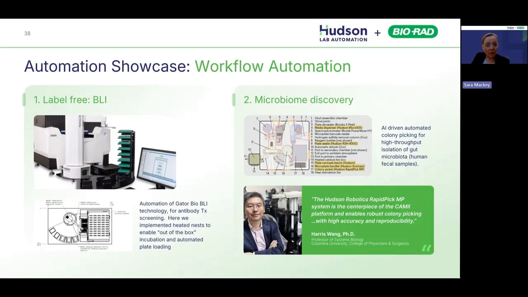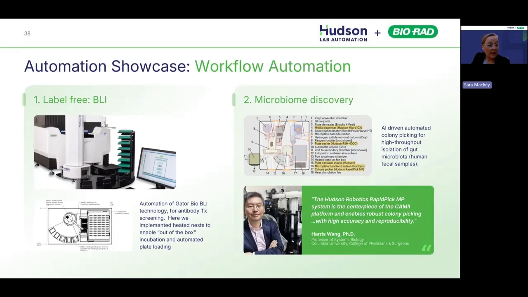The second example shown here is more of a workflow automation, and this enables microbiome discovery. This is a full workstation operating inside an anaerobic enclosure for translational research using human fecal samples. In this system, SoftLinks orchestrates 18 distinct devices, including plate sealing and resealing, dispensing, colony picking, and imaging. All of these steps are coordinated in a single workflow.